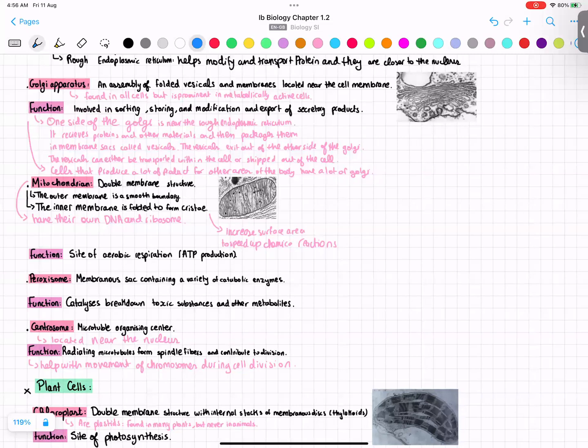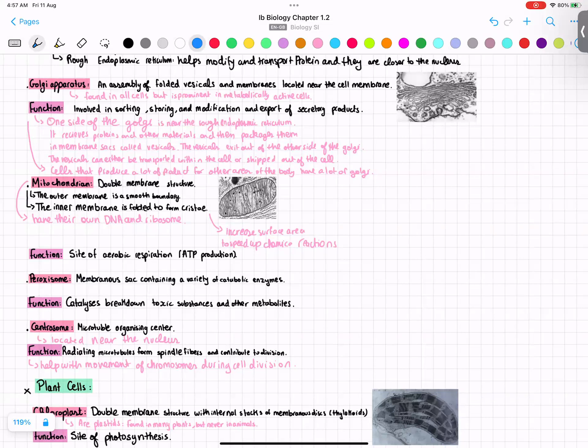Now, the centrosome. So basically, it's a microtubule organizing center, and it's located near the nucleus. Now, it's not really much talked about. It hasn't really been asked to identify, but just know what it is. And the function is that it radiates microtubules to form spindle fibers and to contribute to division.